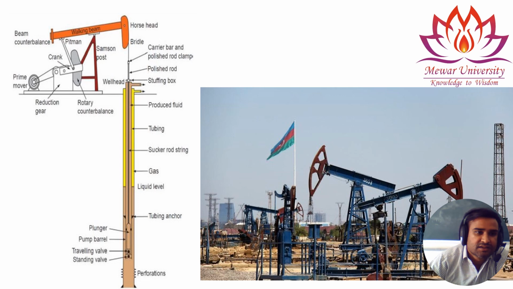So once the sucker rod is moving in the up direction, the bottom standing valve is closed and the complete fluid is evacuated. Meanwhile, the traveling valve opens and the fluid fills the plunger. Similarly, when it goes down, the traveling valve will be closed and the standing valve will be open so that the complete fluid can be pushed out.